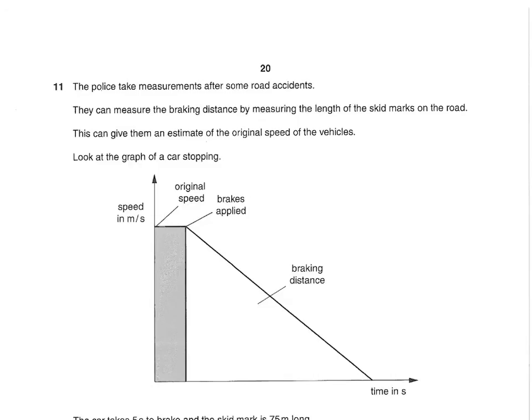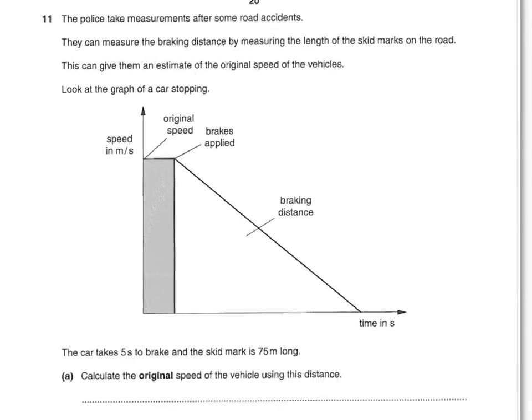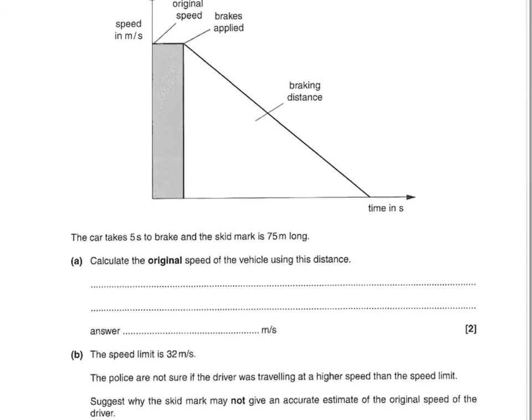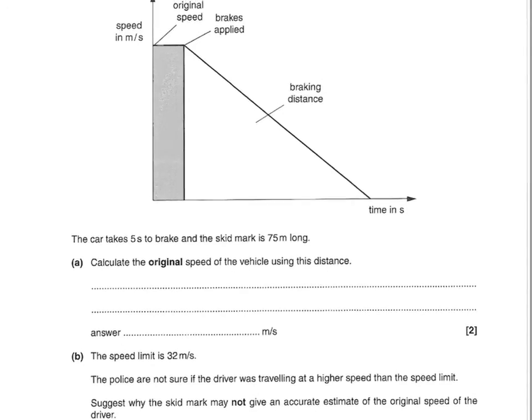Next question says, the police take measurements after some road accidents. They can measure the braking distance by measuring the length of the skid marks on the road. This can give them an estimate of the original speed of the vehicles. Look at the graph of a car stopping. There it is. So the car takes 5 seconds to brake and the skid mark is 75 metres long. Calculate the original speed of the vehicle using this distance.